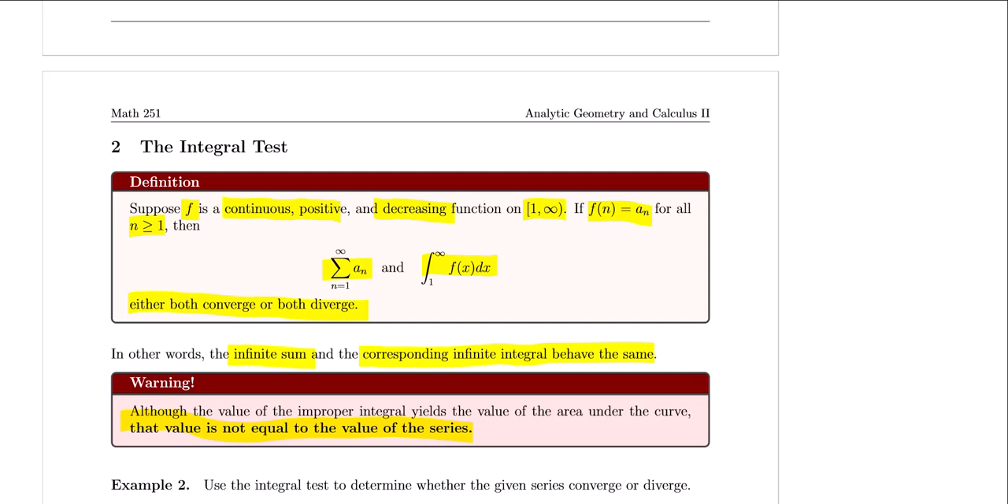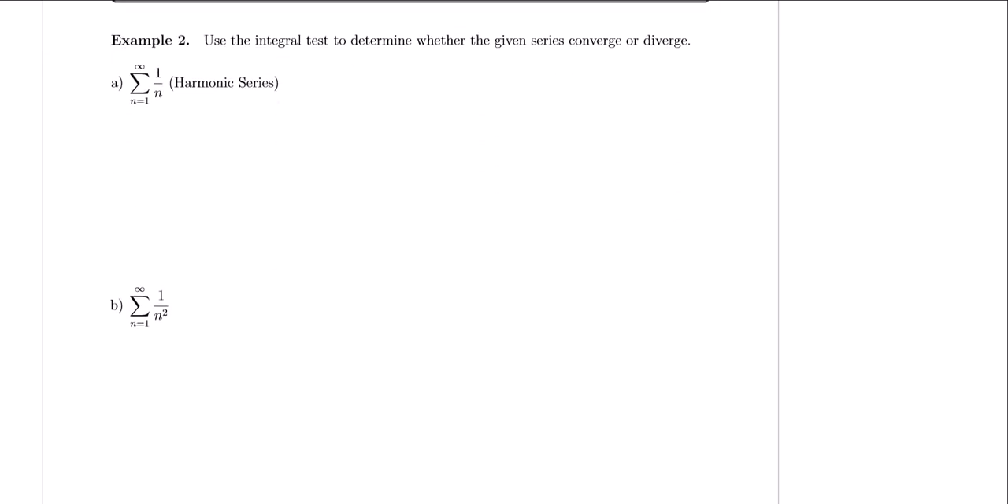Alrighty. Now, before we take a look at a couple of examples, I do want to mention the benefit of this test. If we can integrate the function, then we would be able to tell whether the infinite series will converge or diverge. So it's good. However, what if it's something that we can't integrate? So what do we do then? The other drawback is that we're limited to dealing with functions that are continuous, positive, and more importantly, decreasing. If you're not dealing with a decreasing function, then the integral test cannot be applied. Alright, so with that said, let's take a look at a couple of examples here.